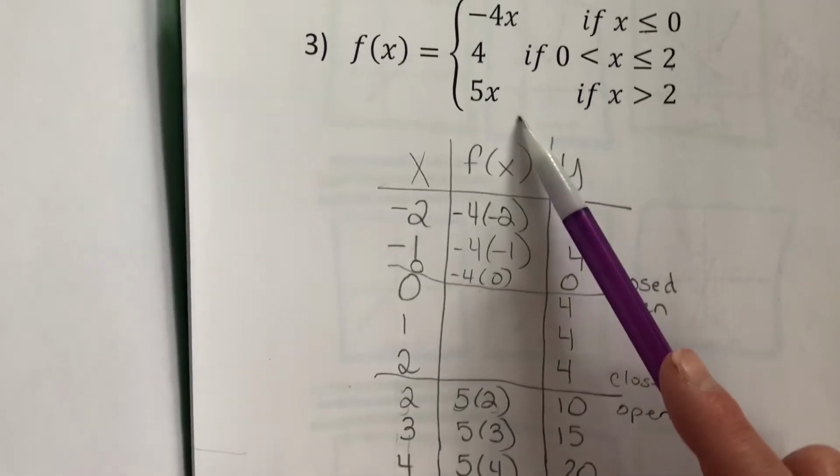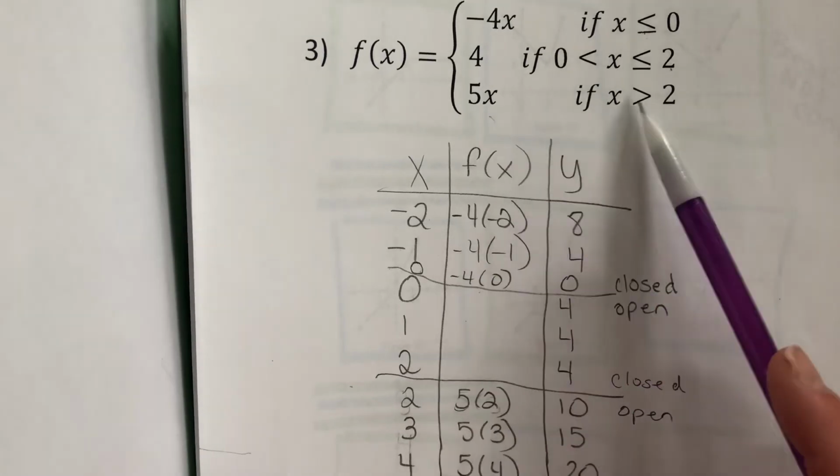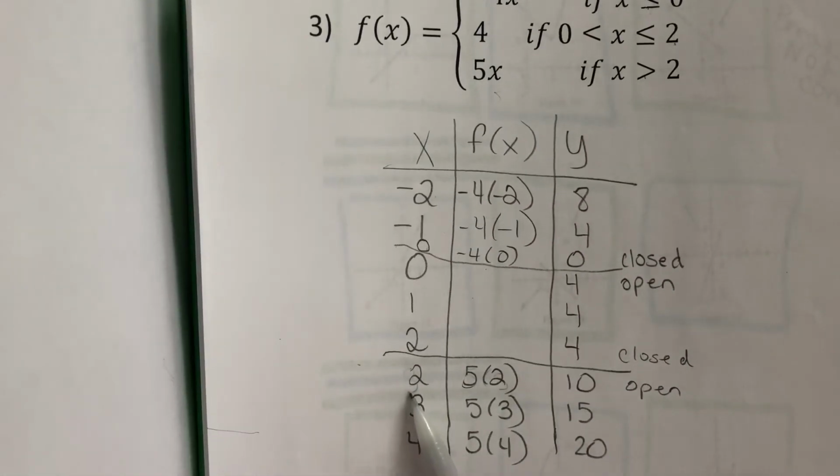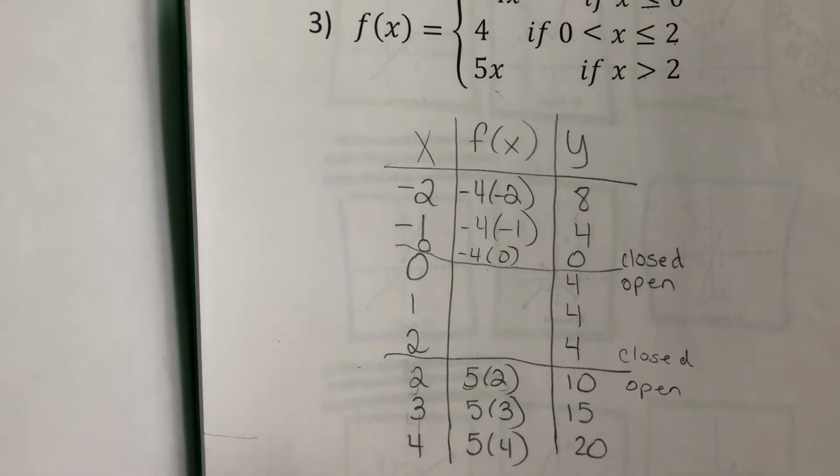And so for this one here, 5x, I want the x values greater than 2, but like I said, I'm still going to include 2 in my table, just to see how and if they might connect. So now you see my words closed and open here. That's going to play out when we actually graph it. I think it'll be a bit easier to understand if I show you when I graph it.